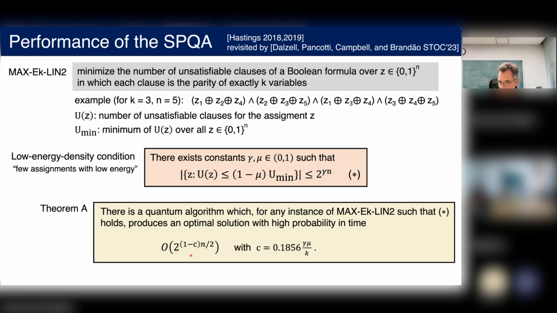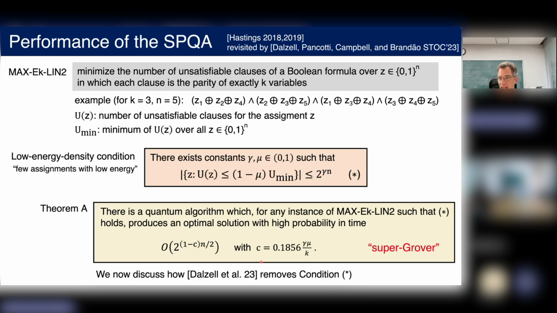C is this value. So the point is that when k is a constant, which is usually the case, we take k equals 3 or a small value, and if gamma and mu are constant, which is the case in this low energy density condition, then C is also a constant. So you do get something which is faster than Grover's algorithm. And now in the next slide, I will explain how to remove this low energy density condition.